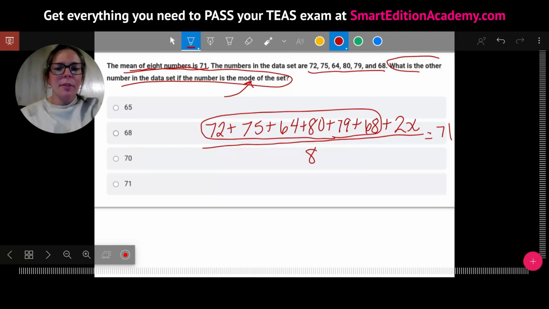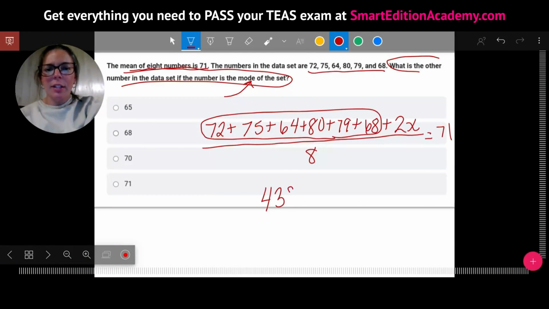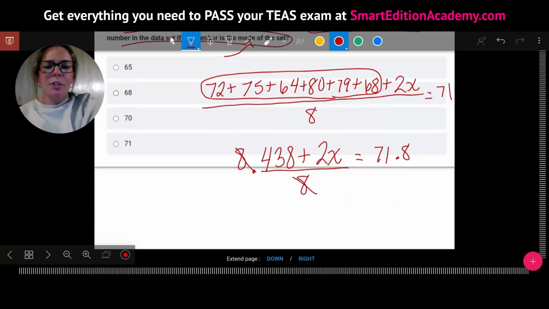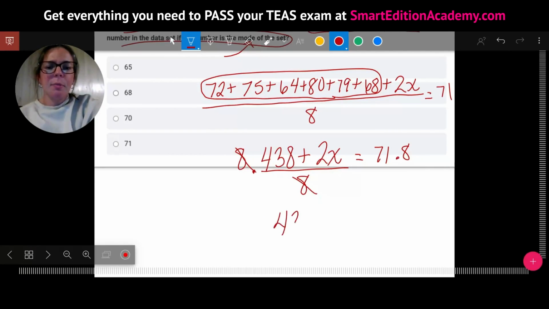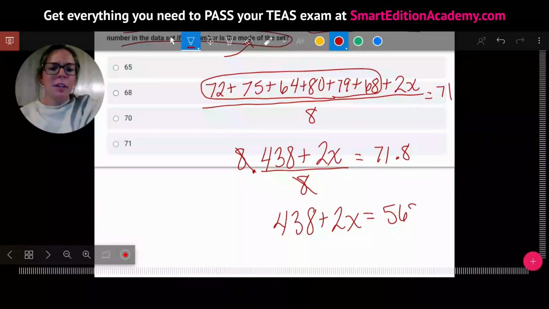So 72 plus 75 plus 64 plus 80 plus 79 plus 68 is giving me 438 plus our 2x, all divided by 8 is going to equal 71. Now my goal is to get x by itself. So what I might do is multiply by 8 on both sides. So 438 plus 2x is what I have left on the left side. 71 times 8 gives me 568.